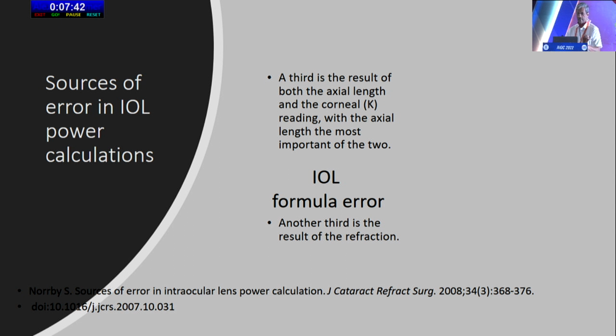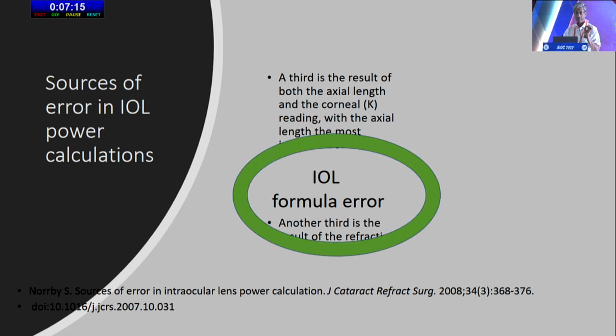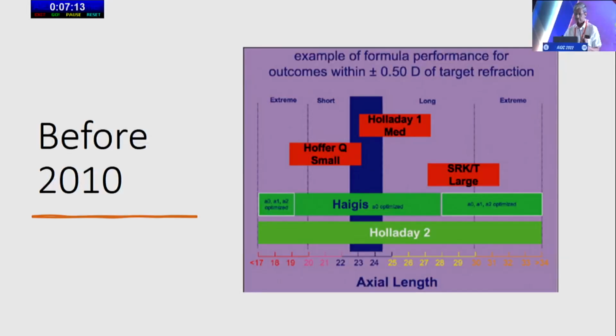Norsby's seminal study showed that errors in calculations come from three sources. A third of the error is because of calculation error. A third is because of measurement error. We measure an inaccurate K or an inaccurate axial length. And one third is actually a result of refraction. The refraction is not correct. The refractionist is pushing too much minus or plus. Today we are concentrating on the IOL formula error and how to reduce this particular component.